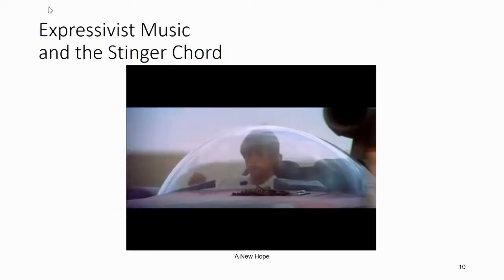And finally, our last type of sound that we're going to look at is expressivist music. So we talked about this earlier when we were thinking about how we can reflect feelings and express the feelings of a character to see and hear what is happening on screen and how they are feeling. This time we're going to look at what's called the stinger chord.